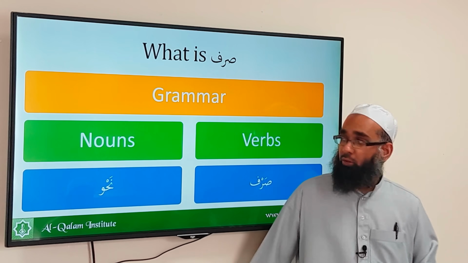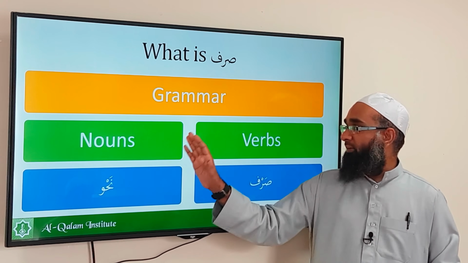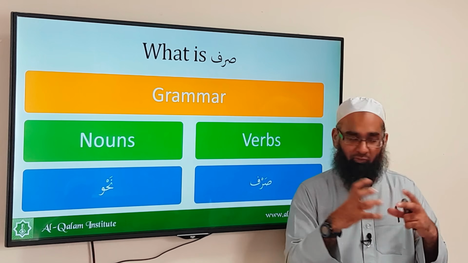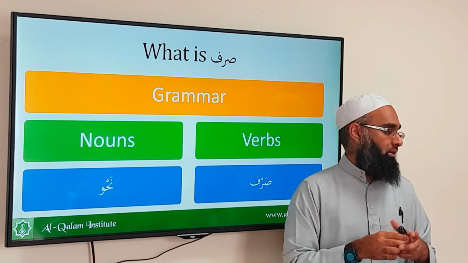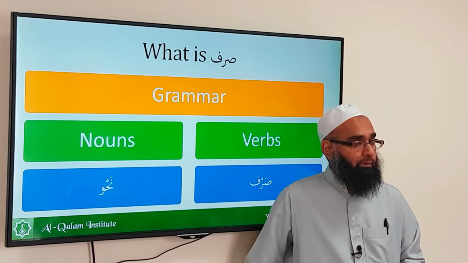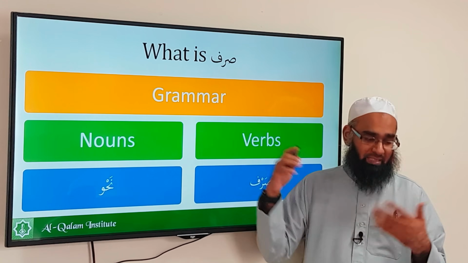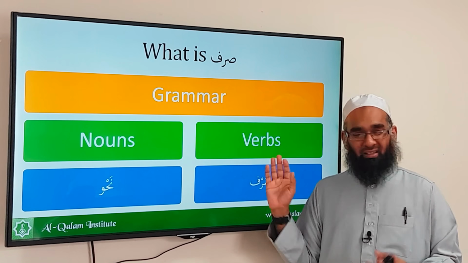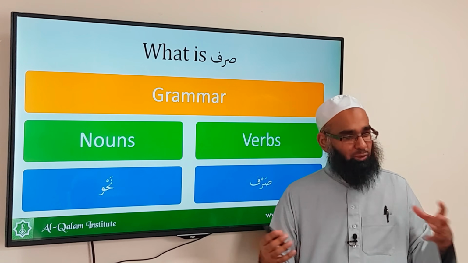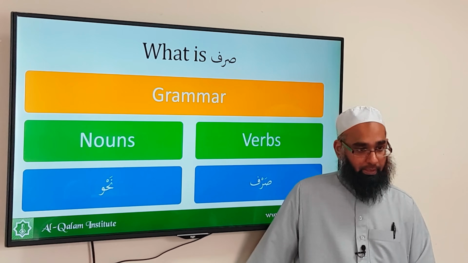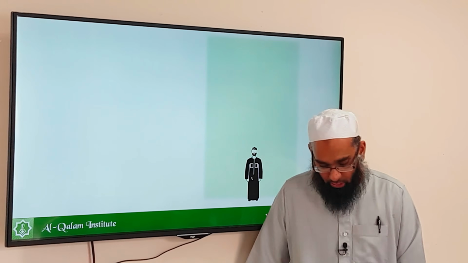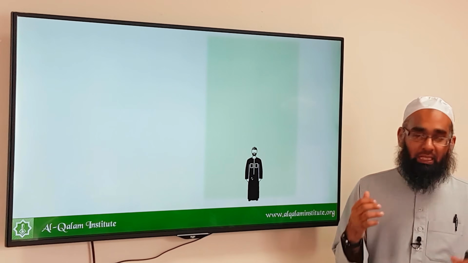That makes sense? So it's all Arabic grammar, but it covers a very particular niche section of the Arabic language, and it's very important. So that's what sarf is really about. It's part of grammar, it's not separate, but because it's very important and has so many different rules, we make it a separate subject. Right. Now, first I want to explain to you the concept of persons.